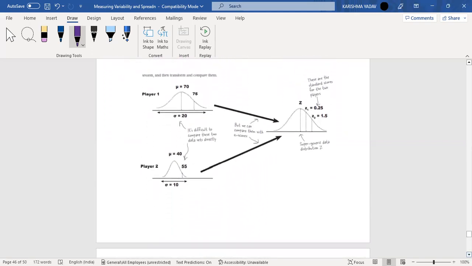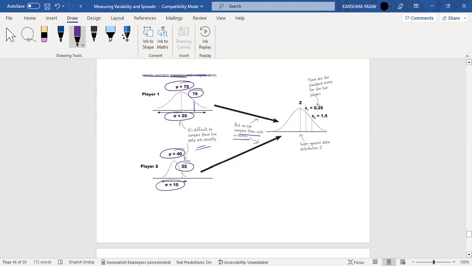So this is player 1, who has a standard deviation of 20 and a mean of 70, and he has scored 75 in a particular session. And for the second player, mu is 40, sigma is 10, and the score is 55. It's difficult to compare these two sets of data directly, but we can compare them with Z scores.